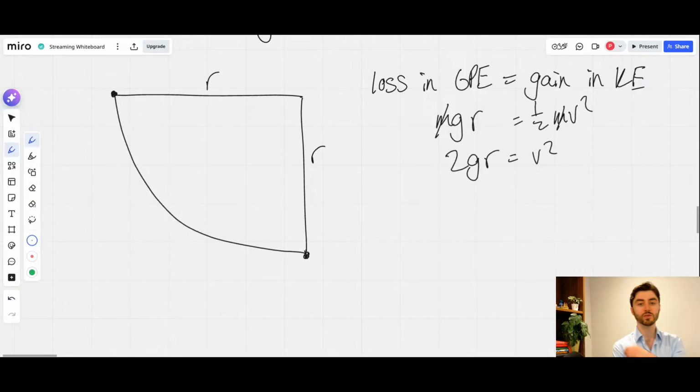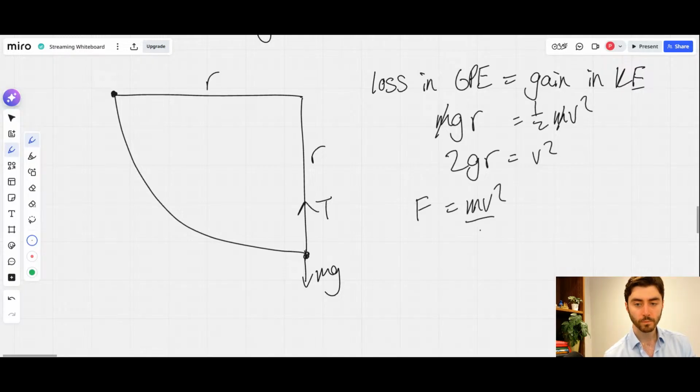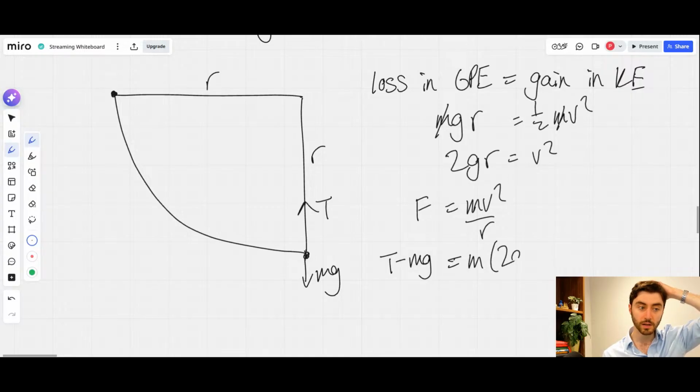That is the v squared we can put into mv squared over r. Where in this case, if we think about it, the center of the circle is up here. So the resultant force must be acting upwards. So therefore, it must be T minus mg, where the positive direction is in the direction of the center of the circle. And that will equal mv squared over r.